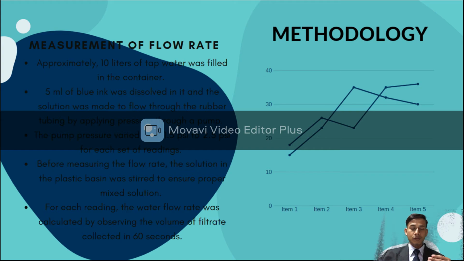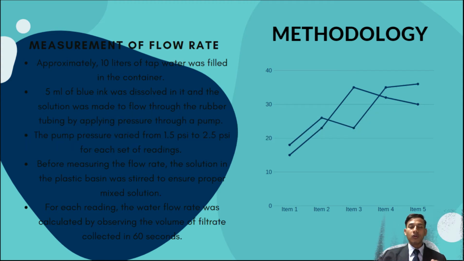Before measuring the flow rate, the solution in the plastic basin was stirred to ensure a properly mixed solution. For each reading, the water flow rate was calculated by observing the volume of filtrate collected in 60 seconds.